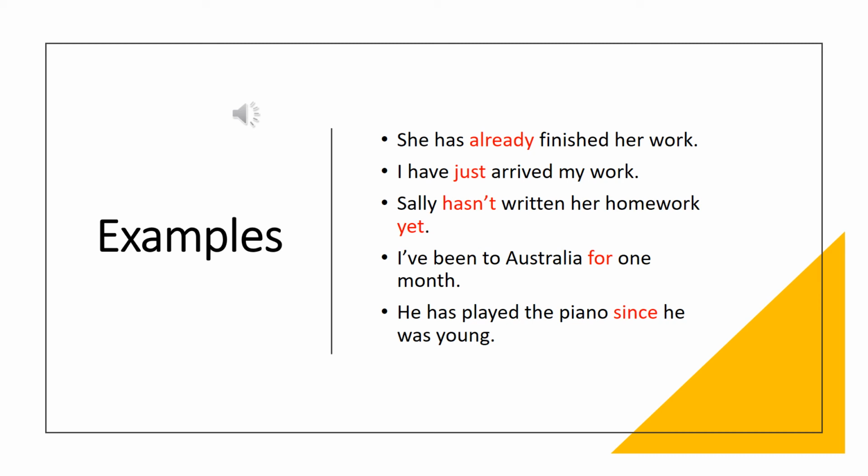As it's clear here, already and just we can use them after verb to have and before the past participle of the verb. Number 3, Sally hasn't finished her homework yet. When we use yet, the sentence should be negative. Number 4, I've been to Australia for 1 month. The last one, he has played the piano since he was young.